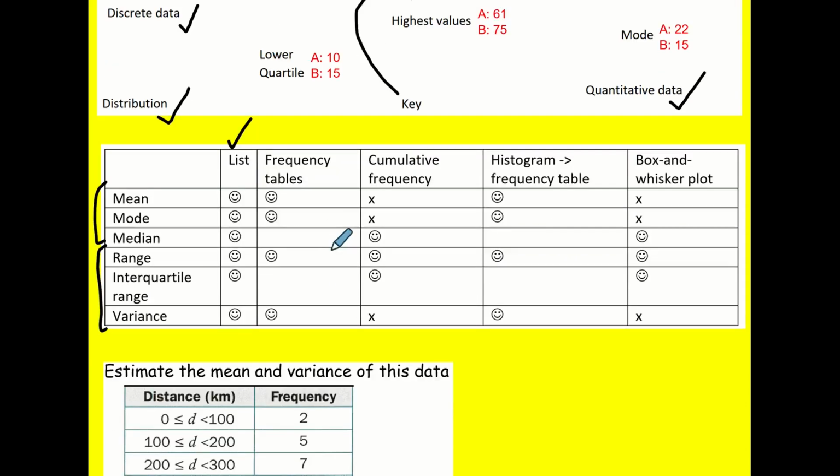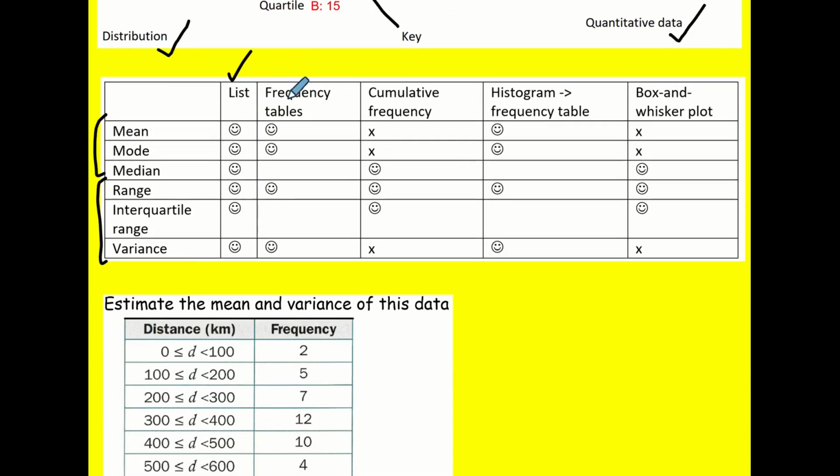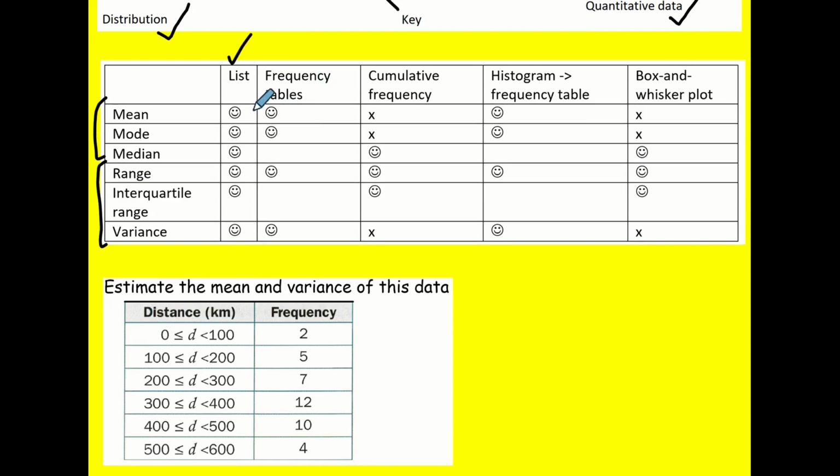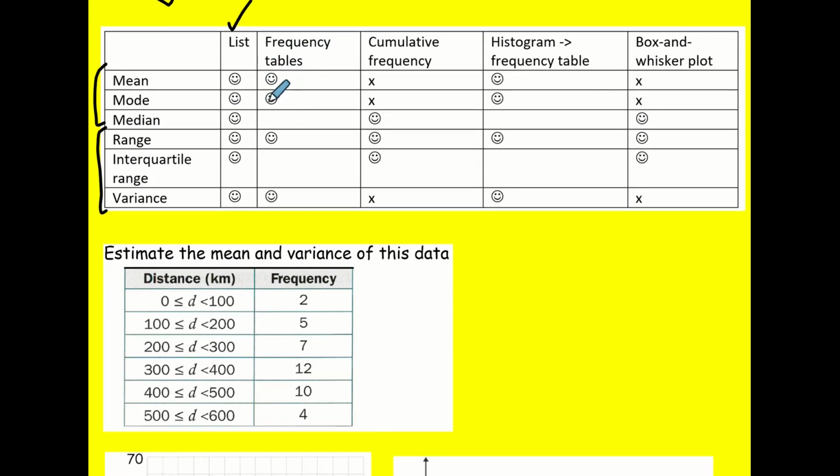What else have we done? I just want to recap. We've looked at frequency tables, normal ones and grouped ones, and we've looked at how to find the mean, the mode, the range, and the variance of these things. What we've not looked at is the median and interquartile range. We'll come back to that.